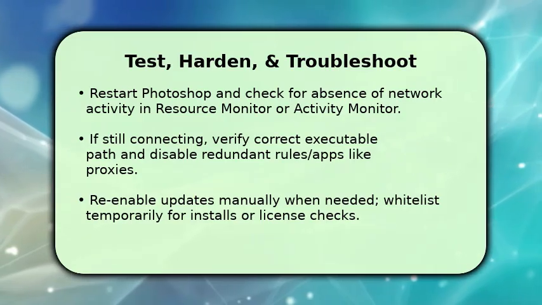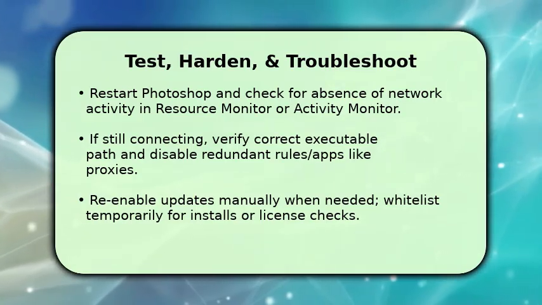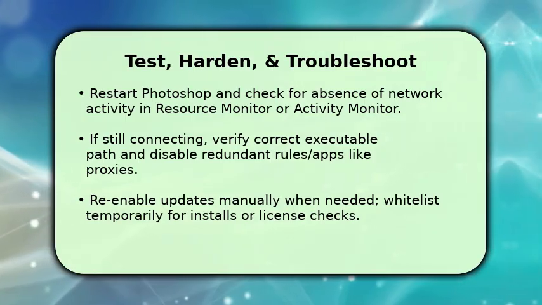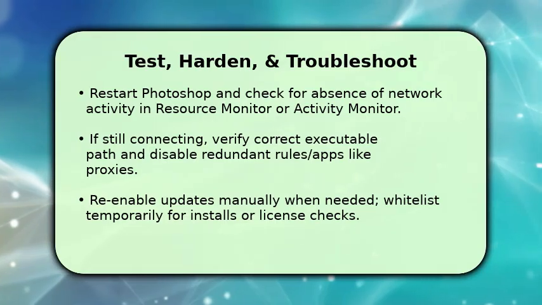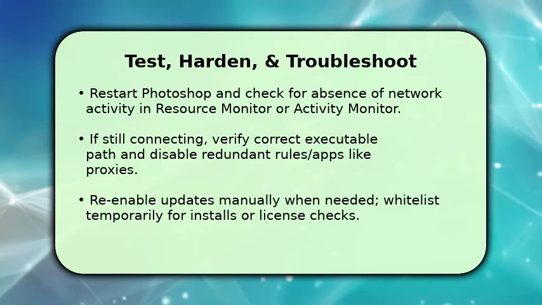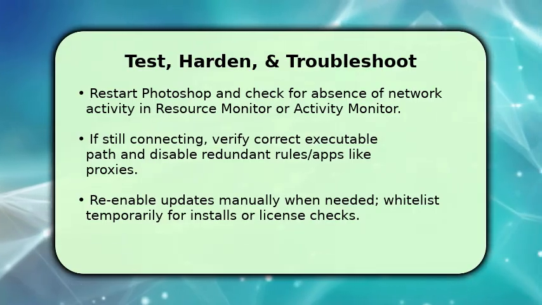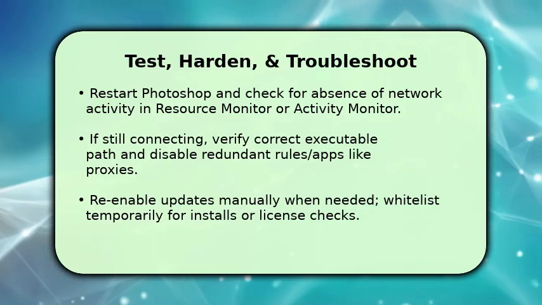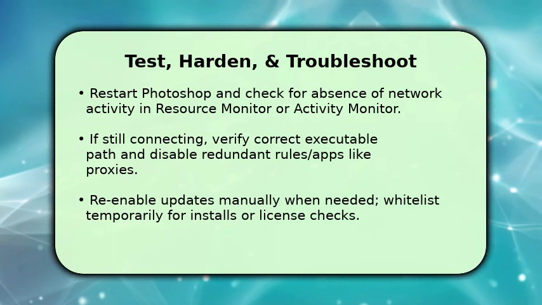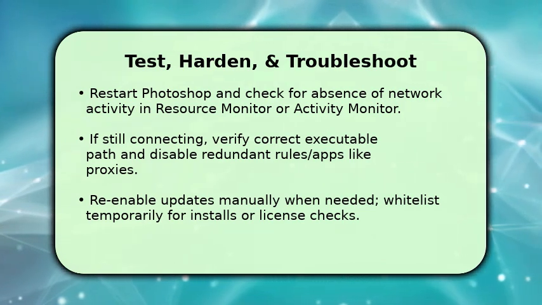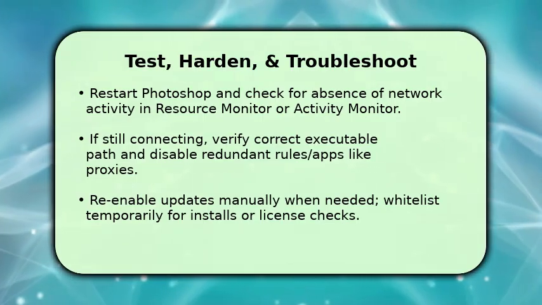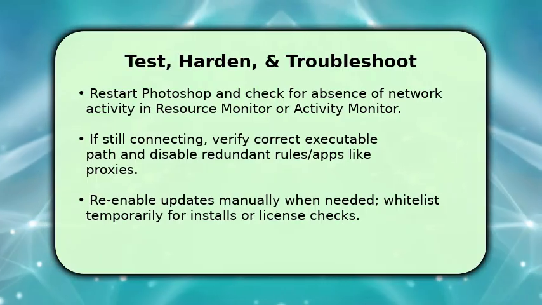Restart the app and monitor network activity with Resource Monitor on Windows or Activity Monitor on macOS to confirm connections are blocked. If Photoshop still reaches the internet, make sure you block the real executable. Some launches spawn helper processes, and check for other software like proxies, VPN, or Creative Cloud services that re-enable access. To recover, temporarily disable the rule for updates or licensing checks. One troubleshooting tip: if the app auto-updates despite a block, examine and block helper or installer binaries as well.